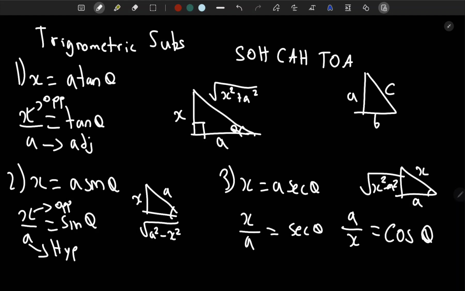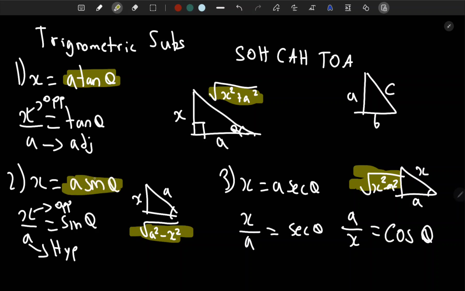Now the most important things that you need to remember from here are the radicals, because you will see them in the question, in the same format. So these are the three radicals that you need to remember. These three radicals you will see in the question, and these substitutions will help you to simplify the integral.